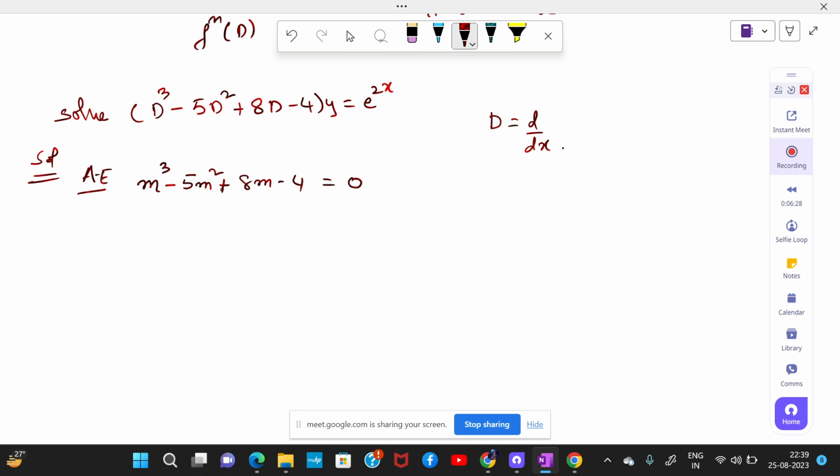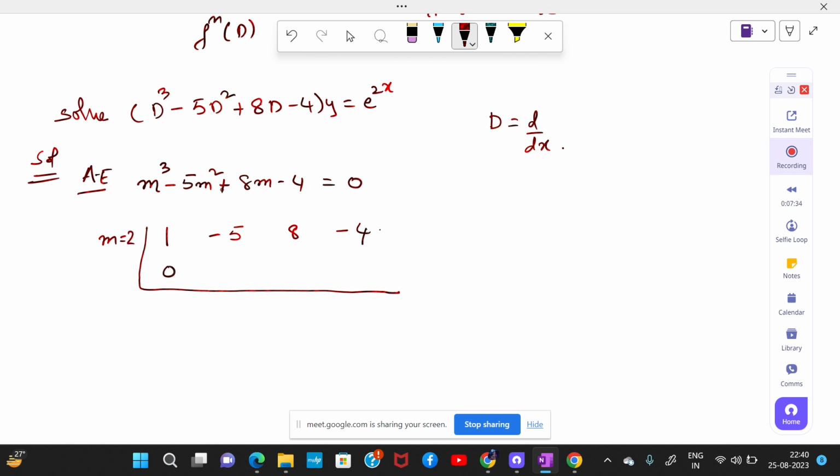Now we go with the synthetic division method, because m cube is there. How do you do synthetic division? You take the coefficients. The m cube coefficient is 1, m square coefficient is minus 5, m coefficient is 8, and the constant is minus 4. If any term is not there, that cell is going to be 0. If the m term is missing after m square, when you go for synthetic division that place is occupied with a 0. Then we start with the constant place. We go with 2 and see whether the last term becomes 0 or not.